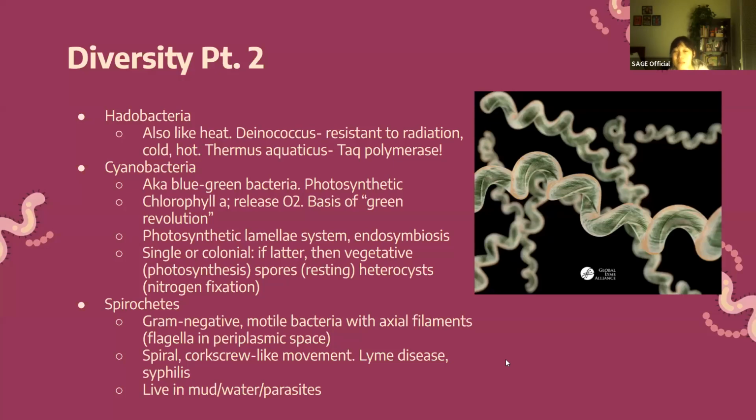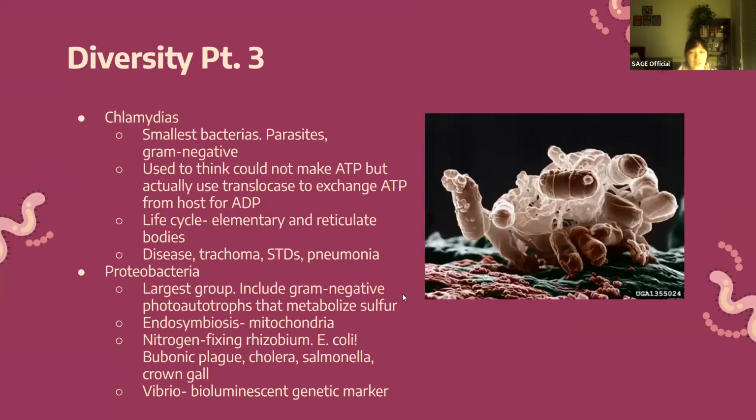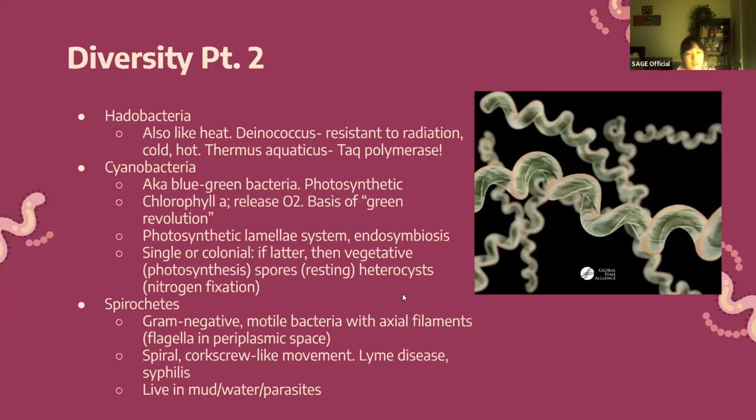Cyanobacteria are blue-green bacteria, and they're the first photosynthetic organisms on Earth. So people believe that they are the reason plants have chloroplasts and can photosynthesize. In the interest of time, okay, spirochetes are gram-negative bacteria with axial filaments, so they're like a corkscrew. They cause Lyme disease and syphilis.